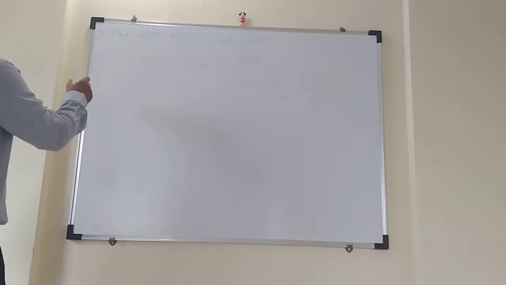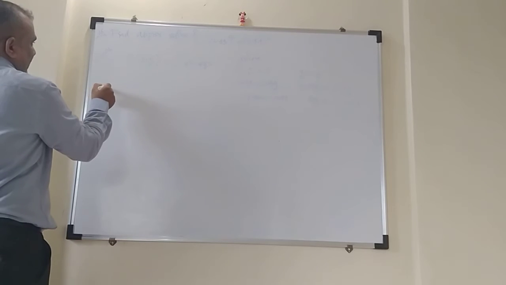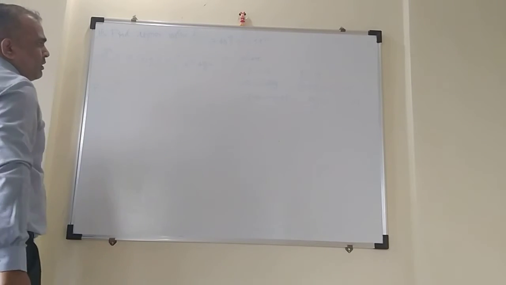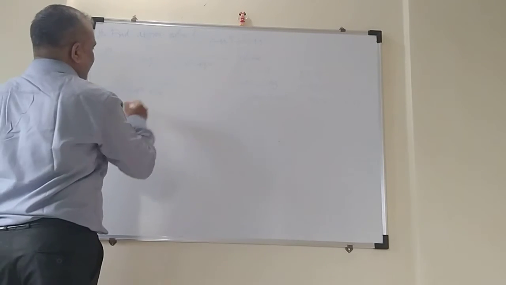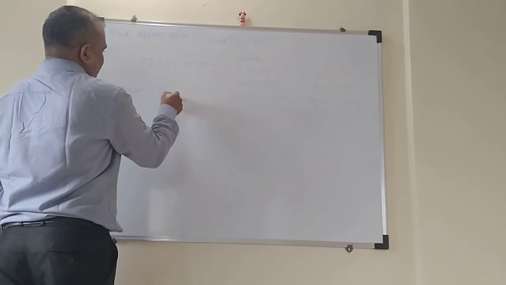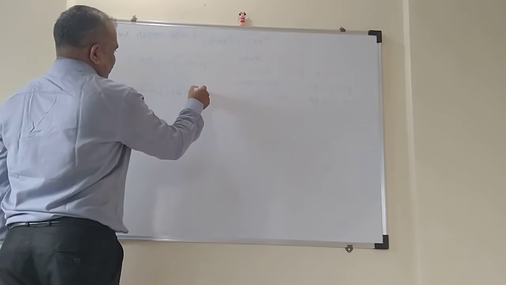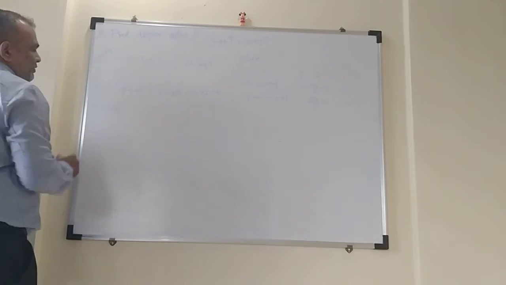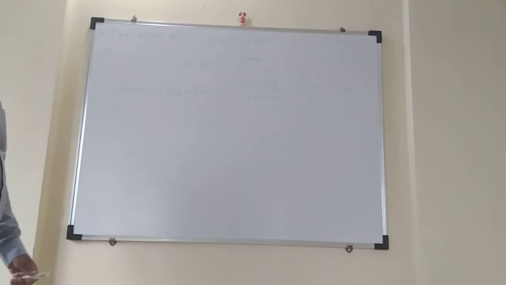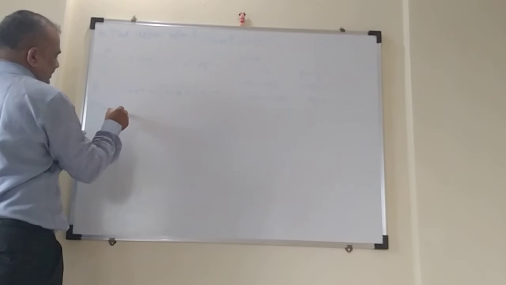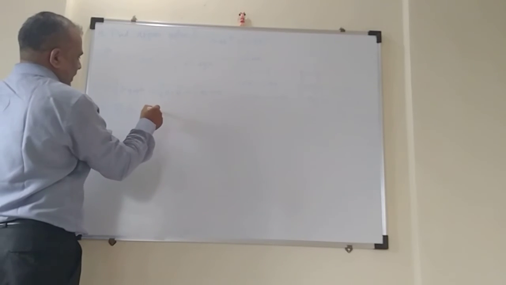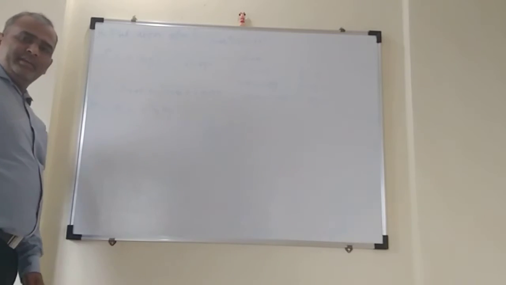Now to calculate the value of f first, the value of the function f is equal to square root of x square plus y square, that means 3 square plus 4 square, and this will be equal to 3 square is 9 plus 4 square is 16. So square root of 25 is 5. So the value of f is 5. Now to calculate the total differentiation, df is fx dx plus fy dy, isn't it?